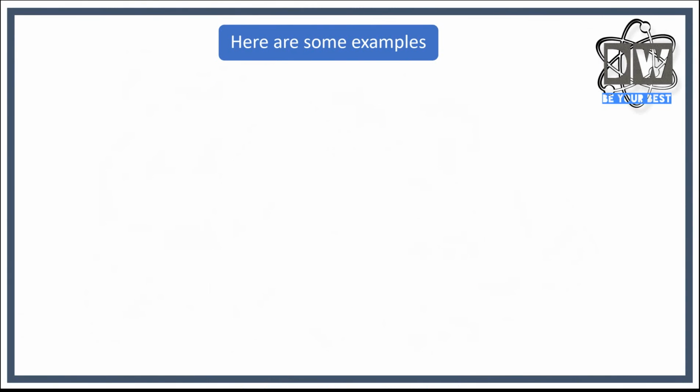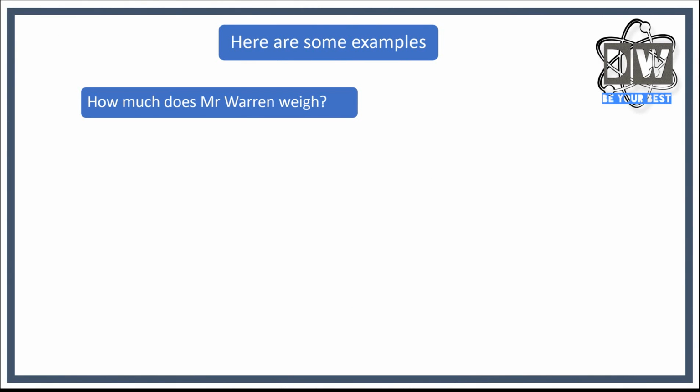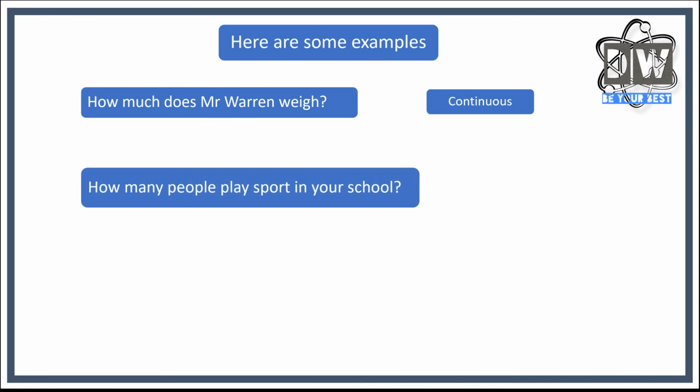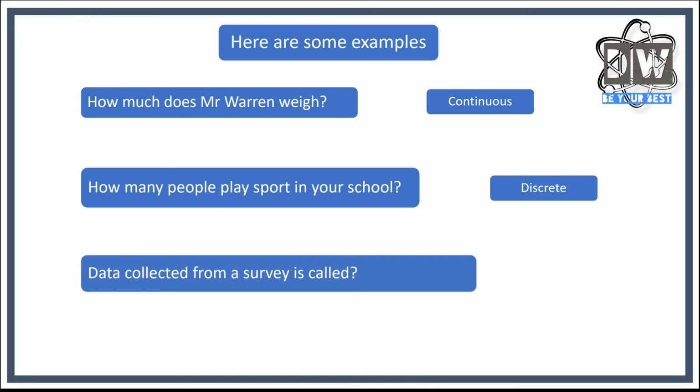So here are some more examples. How much does Mr. Warren weigh? Be kind, everyone. Be very kind. But that is a measure, isn't it? We're not counting, we're measuring, so it's continuous. How many people play sport in your school? You're counting them, aren't you? So therefore it's discrete. And last but not least, data collected from a survey is called what form of data? It's primary data, isn't it?